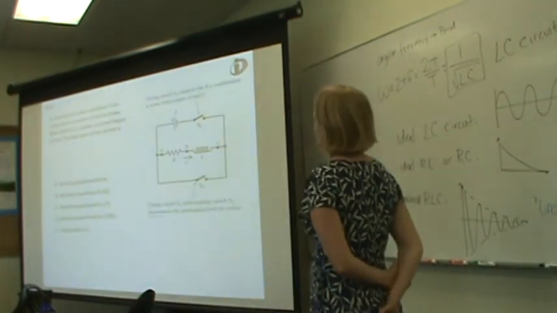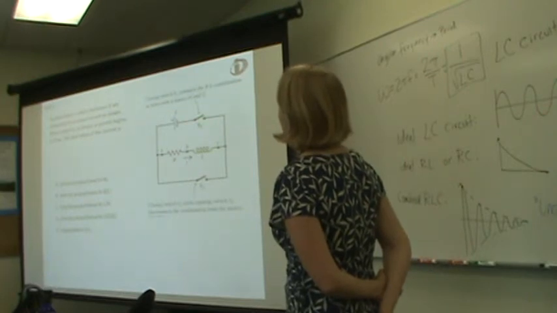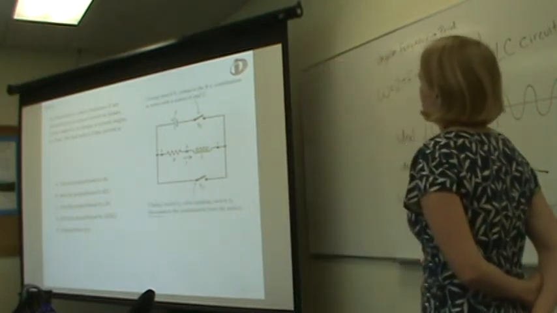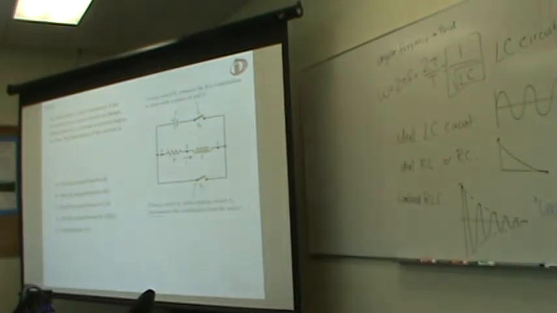30.4. An inductor and a resistor are connected to an EMF as shown. When switch S1 is closed, a current begins to flow. The final value of the current is what?